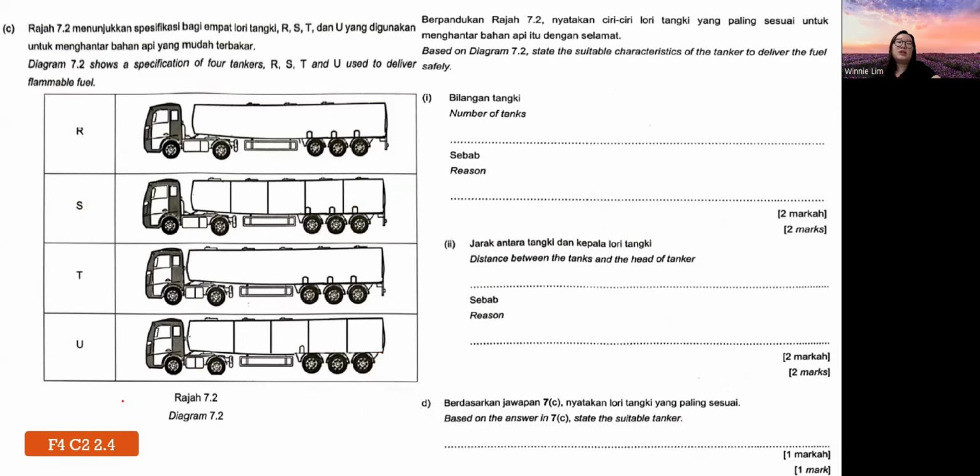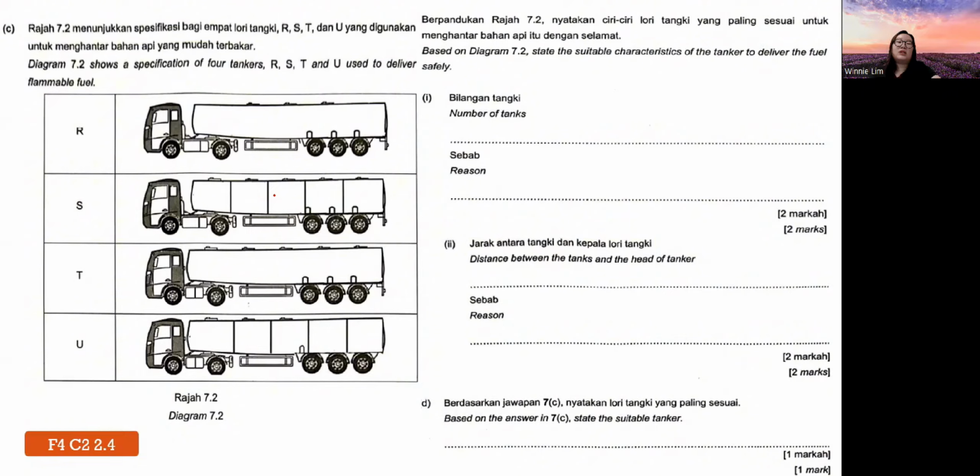Then question 7 is similar to these questions, Section B essay questions, whereby they will give you some choices and then you choose which one is the best. The way you answer is the same as how you answer an essay, just a shorter version. Diagram 7.2 shows a specification of 4 tankers, R, S, T, and U used to deliver flammable fuel. Based on diagram 7.2, state the suitable characteristic of the tanker to deliver the fuel safely.